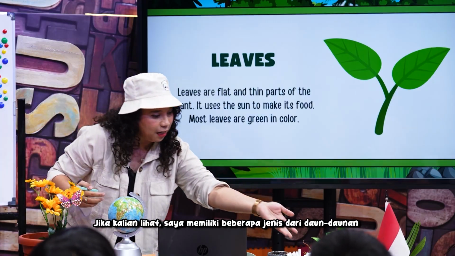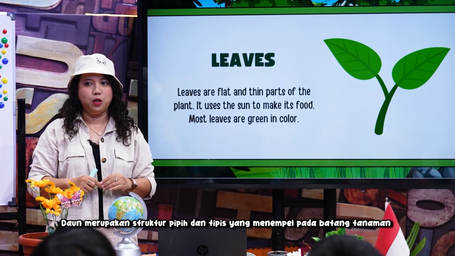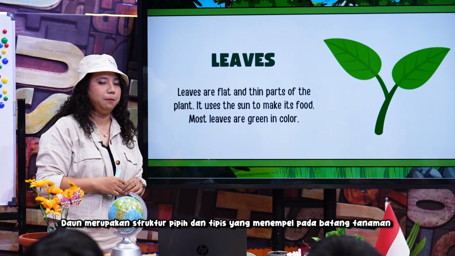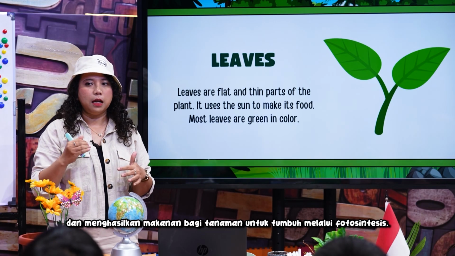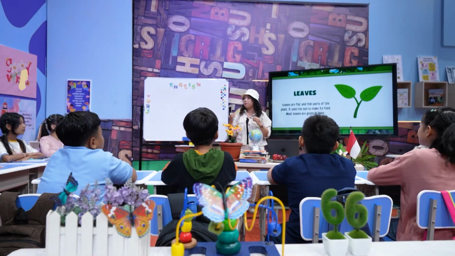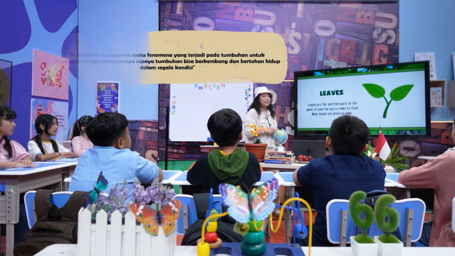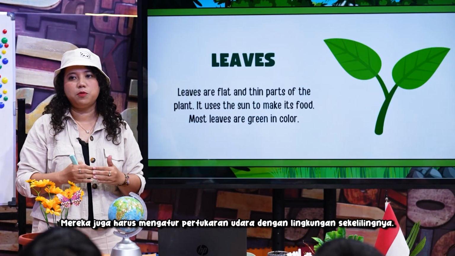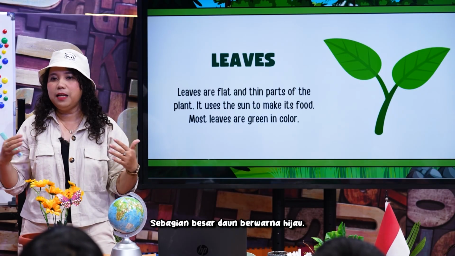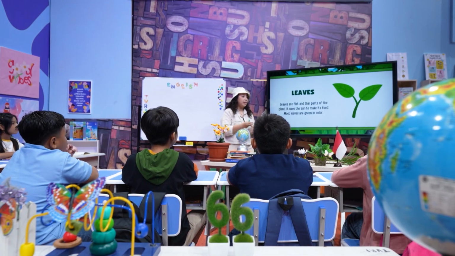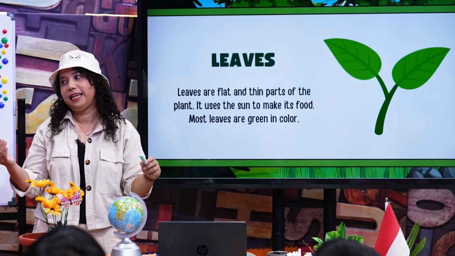If you see, I have kind of leaves here, ya. Leaves are flat and thin structure attached to the stem of a plant, and they produce food for the plant to grow through photosynthesis. Jadi mereka bisa menciptakan makanannya sendiri. Itu disebut dengan photosynthesis. Yes. They also help to regulate the exchange of gases with the surroundings. Most of the leaves are green in color. Banyakan warna daun adalah hijau, tapi bukan berarti semua berwarna hijau.